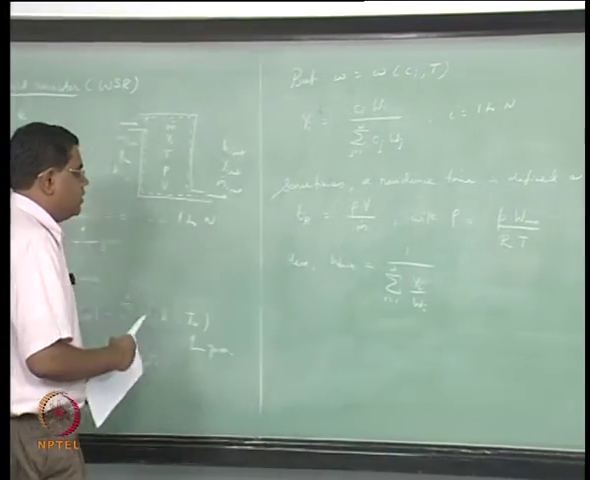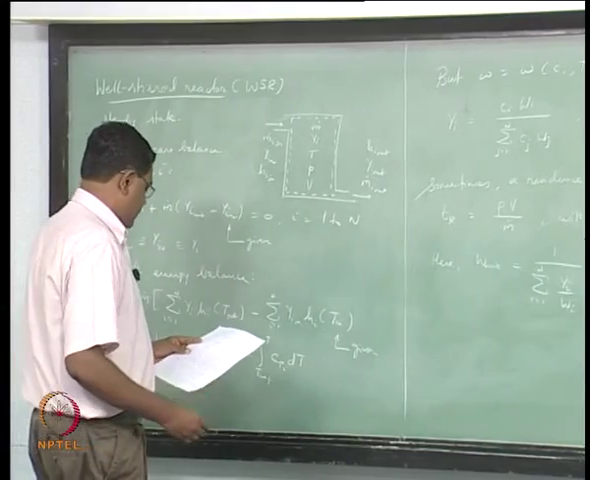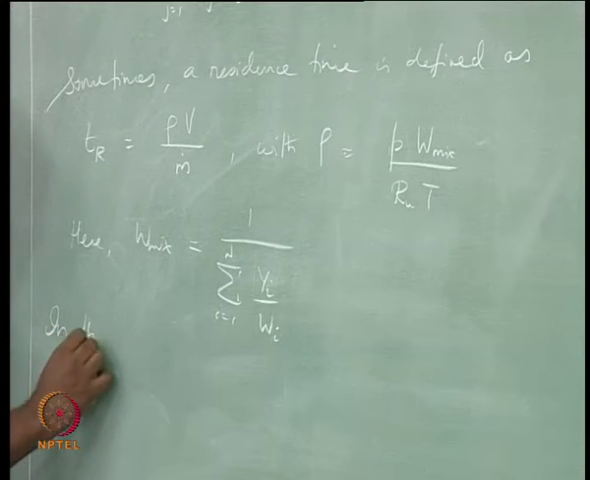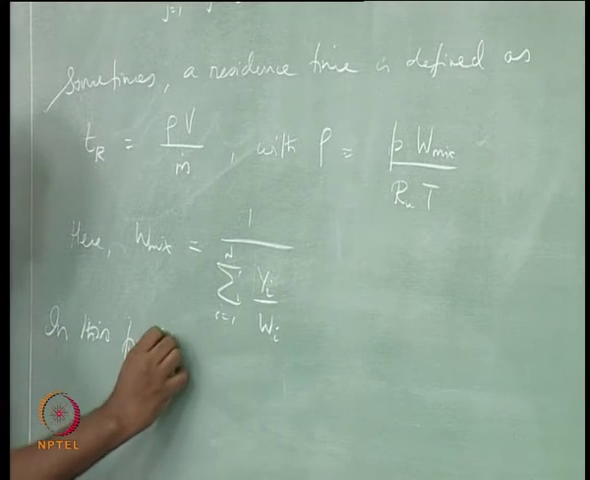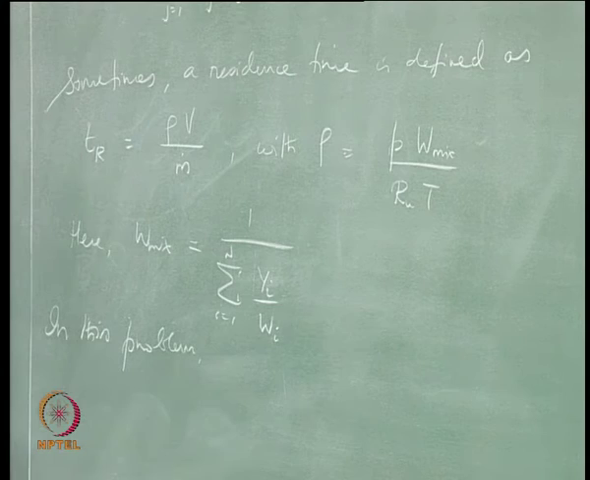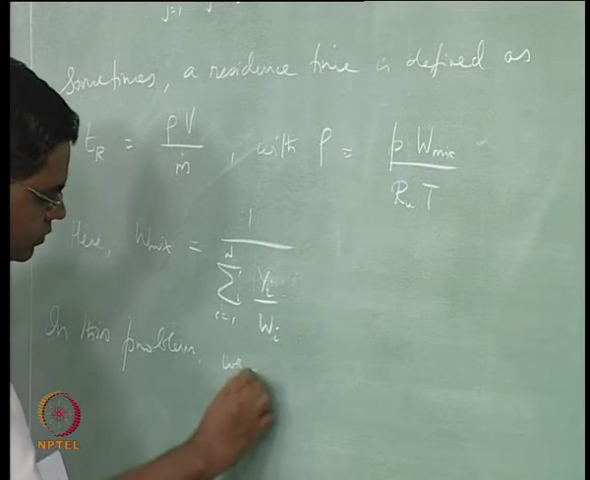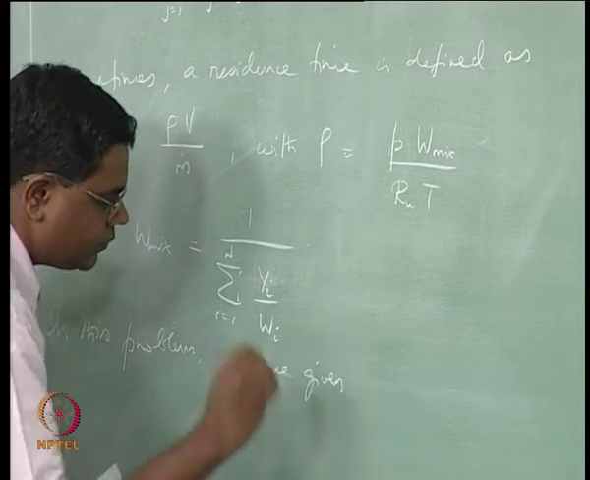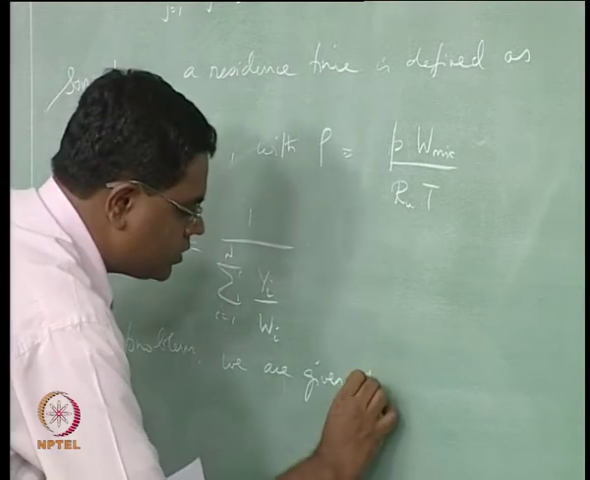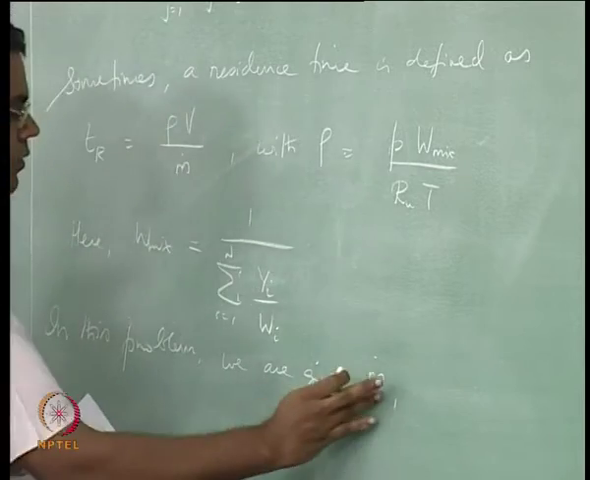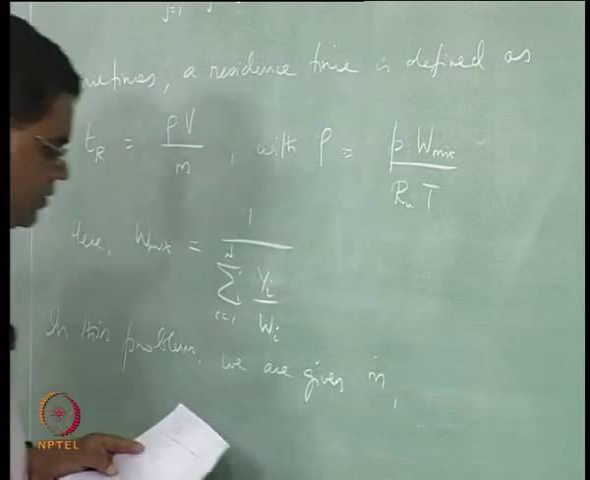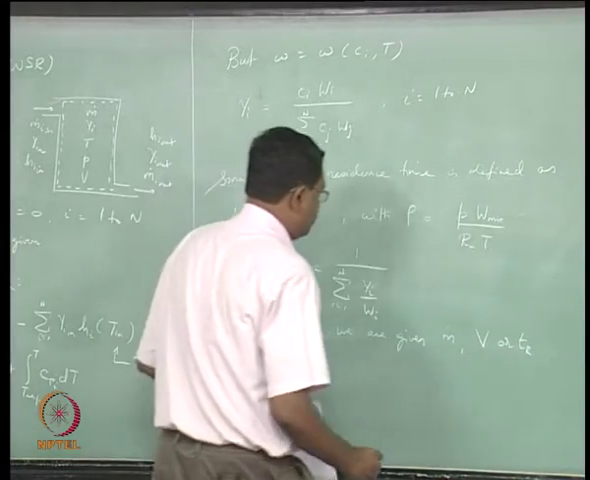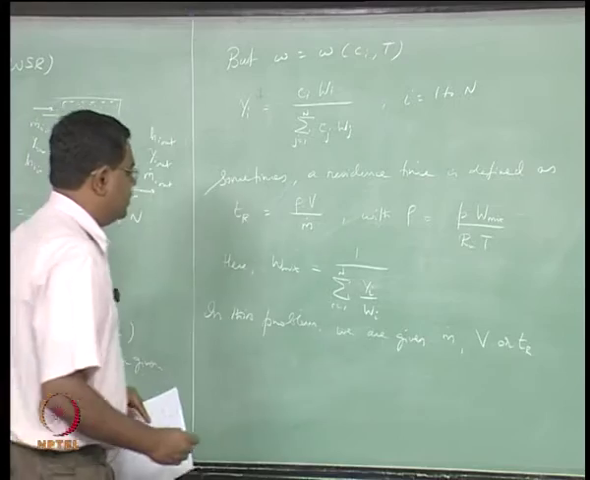So if you do all these things, then in this problem we are given m dot, the throughput that we want to achieve, V or tR, and q dot.